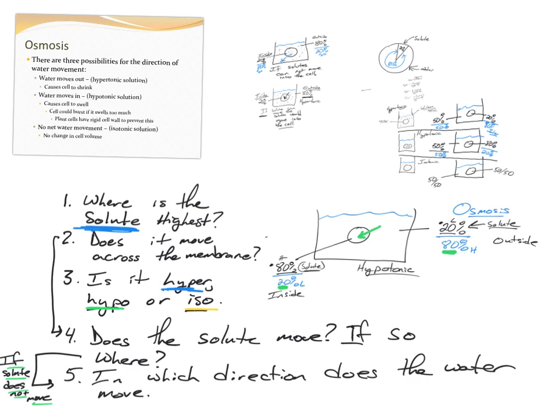1, where's the solute the highest? 2, does it move across the membrane? 3, if it moves across, is it hyper, hypo, or iso? 4, if the solute does move, in which direction does the solute move? And 5, if the solute doesn't move, in which direction does the water move? So those are the things you're answering.